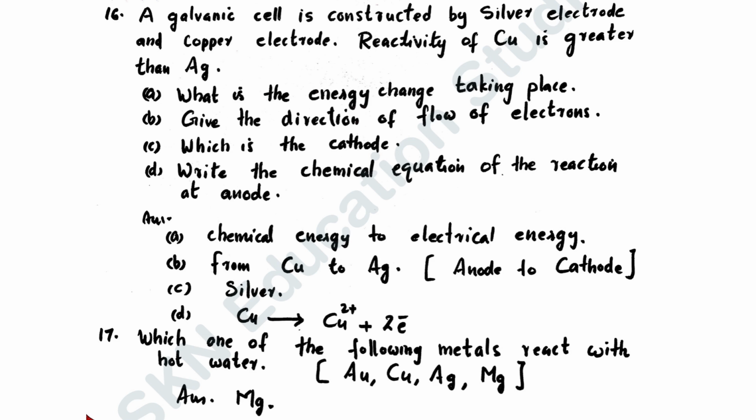Next question, which is the cathode? Silver is the cathode. Next question, write the chemical equation of the reaction at anode. Answer is Cu gives Cu2+ + 2 electrons.